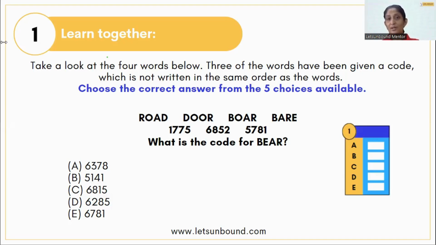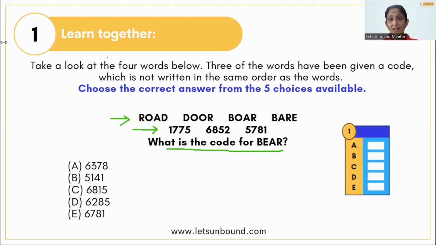Now, let's see the 4 words. The 4 words are ROAD, BOOR, BOAR, and BARE. And the codes given are 1775, 6852, 5781. Now, there are 4 words and only 3 codes have been given. The 4th code is not given. Besides that, we need to find the code for the word BEAR, which is a different word, not in the list.